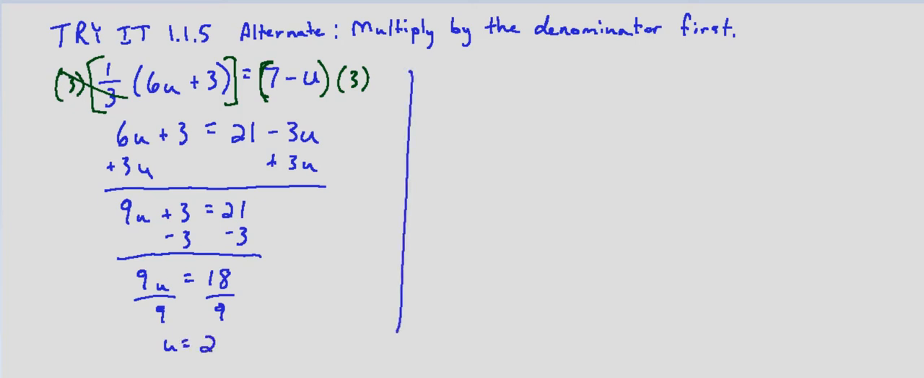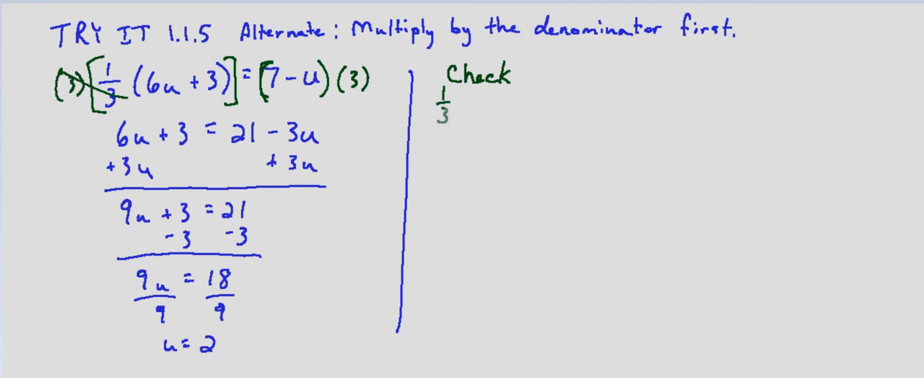Now, we already checked previously, but we'll go ahead and check again, just to show the method of checking. Again, it goes back to the original problems from this section where we were given an equation and asked if values were solutions. We follow the same process here. We just substitute what we solved for u into our equation.